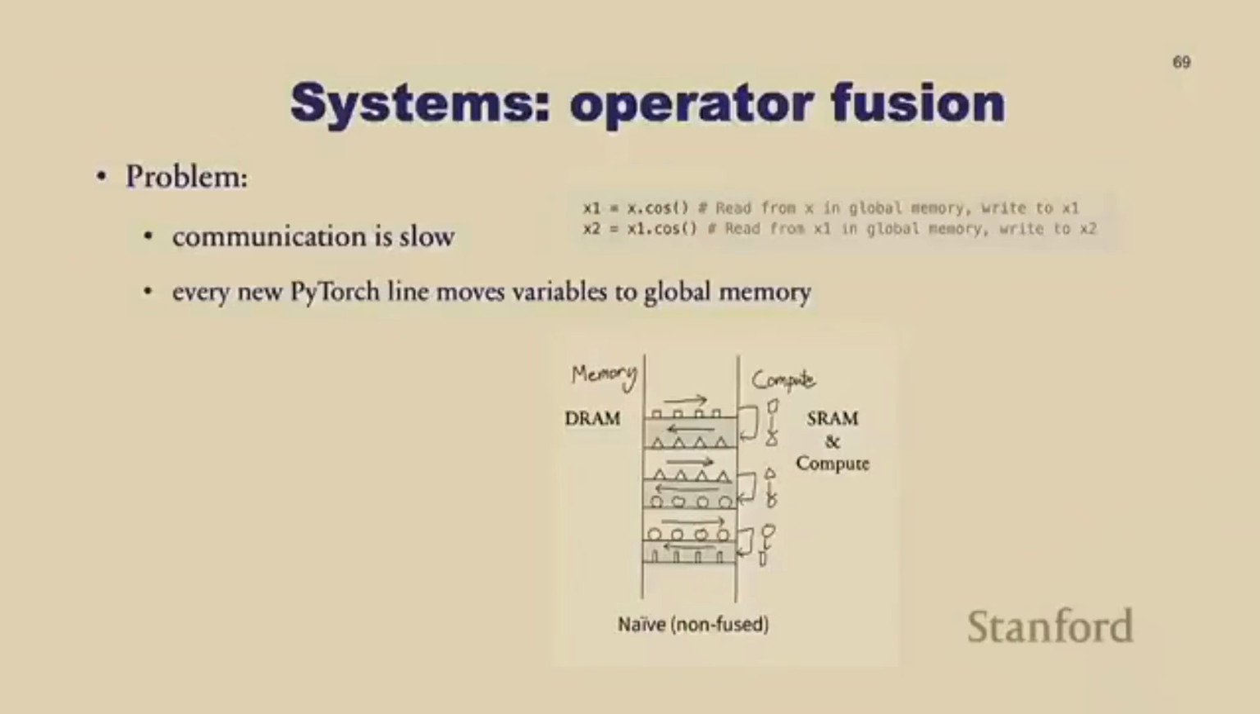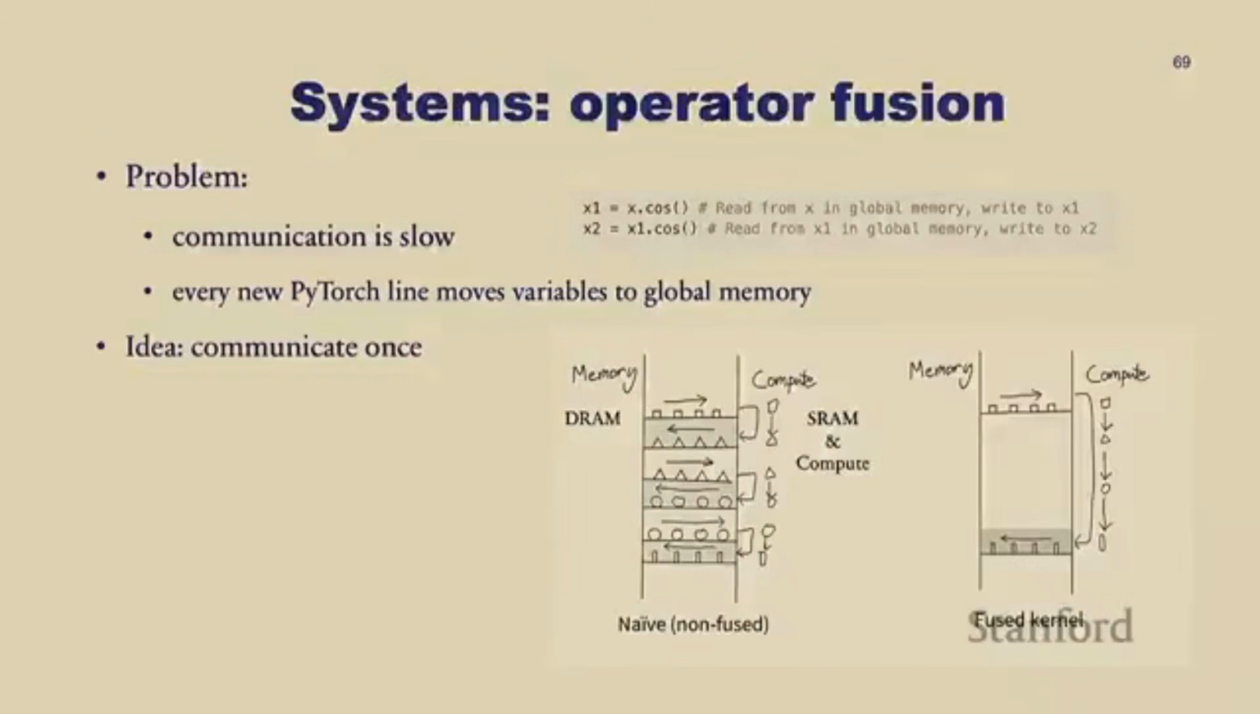Another way to see that is that you go from your DRAM, which is your global memory in your GPU, you ship it to compute, and you ship it back for every line. This is a naive way of doing it, and it seems very wasteful. So the simple idea of operator fusion is just to communicate, do all the computation, and ship it back once. And this is exactly what fused kernels are.